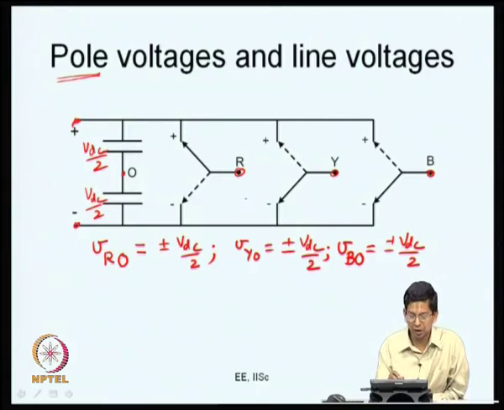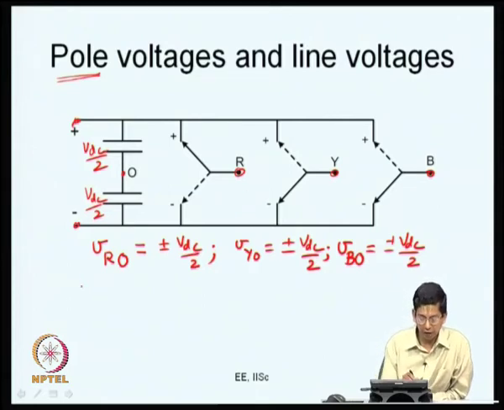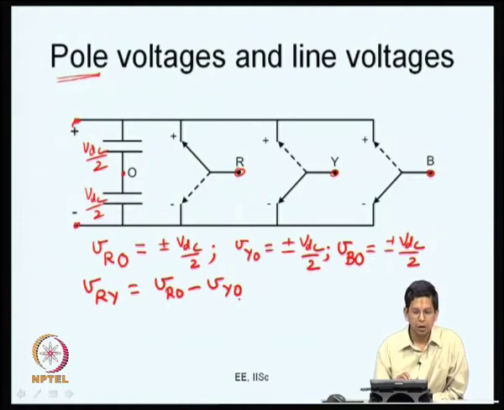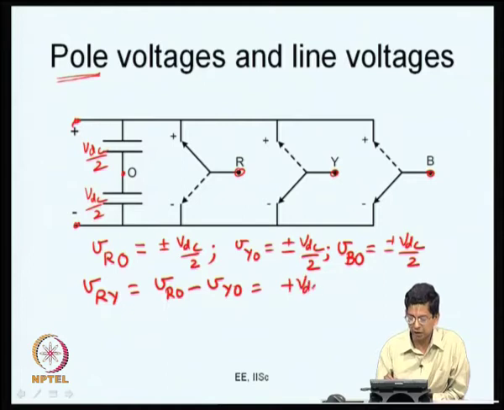Now, what are line voltages? Take VRY. VRY is essentially VRO minus VYO. Similarly, VYB is VYO minus VBO, and VBR is VBO minus VRO. You can write these similarly. Now, if R is connected to the top throw and Y is connected to the bottom throw, then VRY is equal to plus VDC. So, VRY can take the value of plus VDC when VRO is plus VDC by 2 and VYO is minus VDC by 2, that is, Y is connected to the bottom throw.